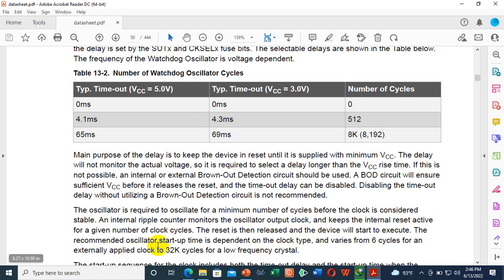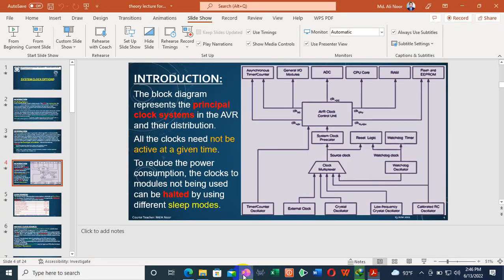The recommended oscillator startup time is dependent on the clock type and varies from 6 cycles for an externally applied clock to 32K cycles for a low frequency crystal, so that you get stable and reliable operation of your microcontroller. Let's go back to our slide.